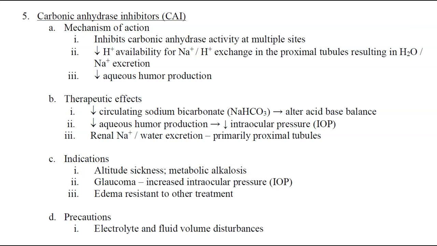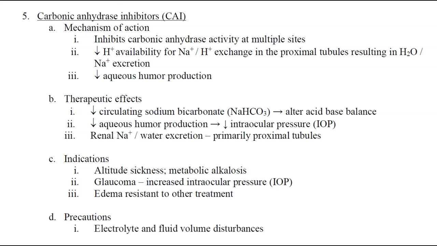Carbonic anhydrase inhibitors. Before we start talking about carbonic anhydrase inhibitors, let's talk about what carbonic anhydrase is. Carbonic anhydrase is an enzyme that is found in the kidneys, eyes, and other parts of the body. It makes hydrogen ions available for sodium and water exchange, so it allows sodium and water to be reabsorbed back into the blood. This cannot occur without hydrogen ions available for exchange. If unavailable for exchange, the sodium and water will be eliminated in the urine.